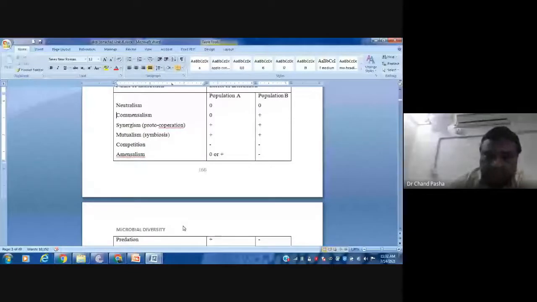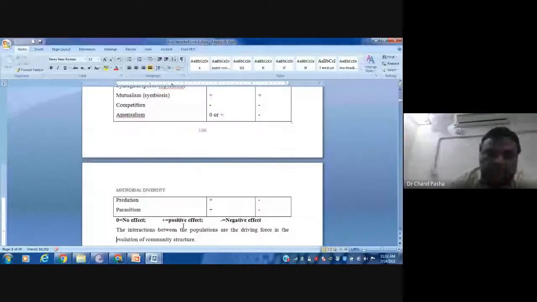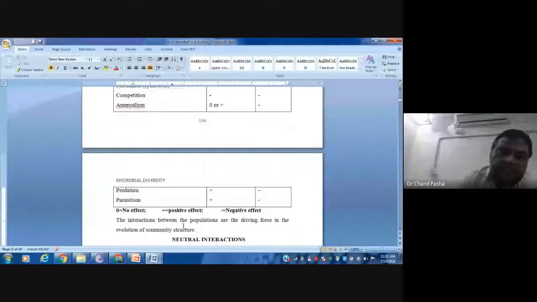And in case of predation or parasitism, the predation is taking away the thing and going in some other place and eating over there. Parasitism is sitting on the host or going inside the host and eating it. So it is parasitism.